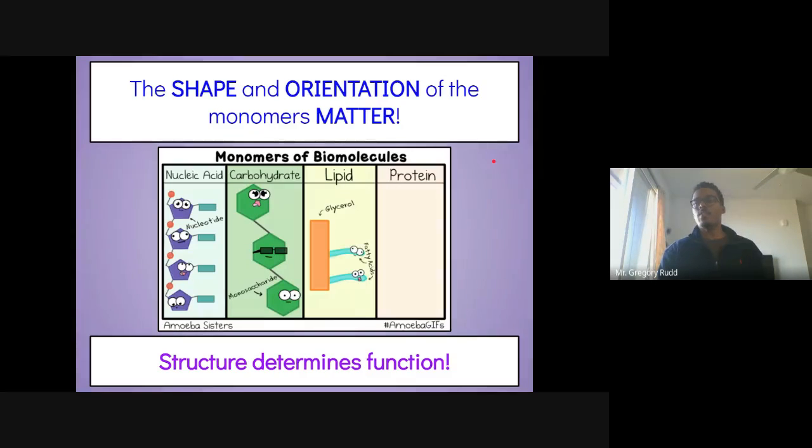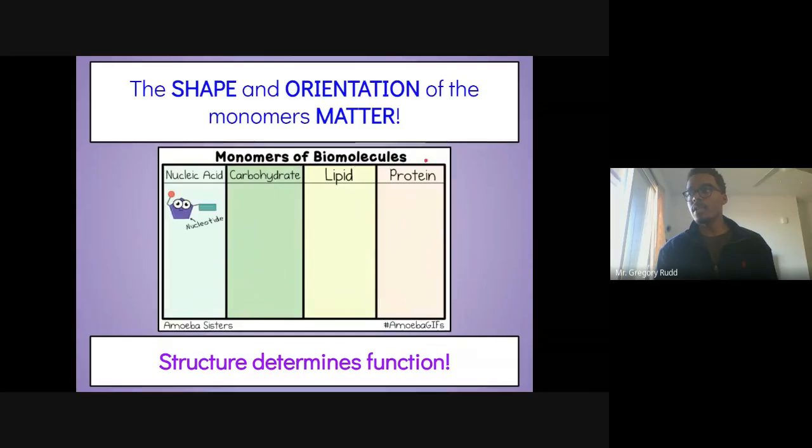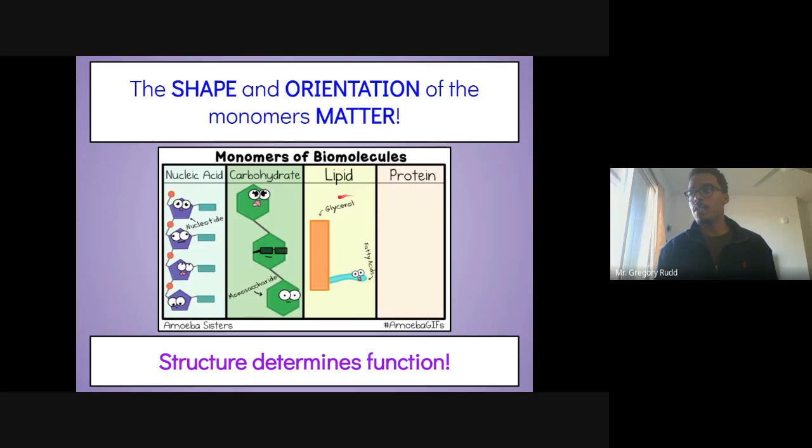Okay, so here in this image, we can see each of our four biomolecules, each of our four polymers, and we can also see their monomers as well. We'll talk more about them today. We'll talk about these middle two, carbohydrates and lipids.